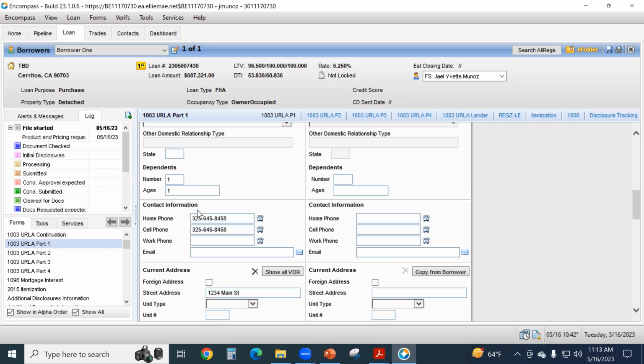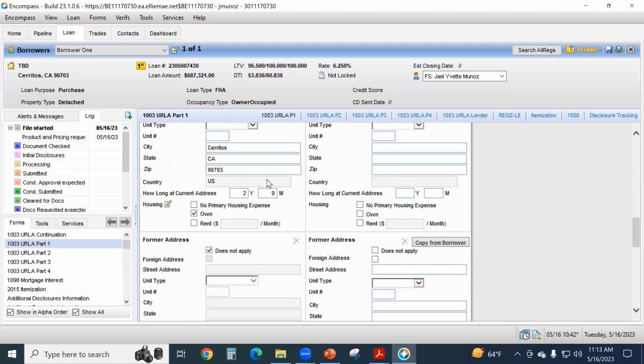So as a trigger, when you have dependents, go ahead and ask that question. It's going to be very, very helpful. Right here, when it goes down to where the housing expenses are, when there is no primary housing expense, which is common, automatically know that we're going to need some sort of LOE or something from that homeowner who they're living with, saying that they live rent-free.